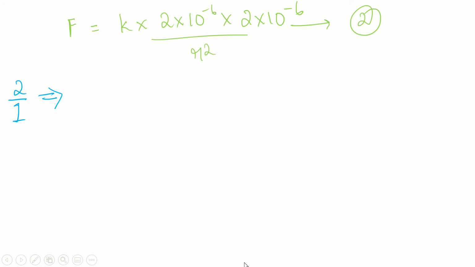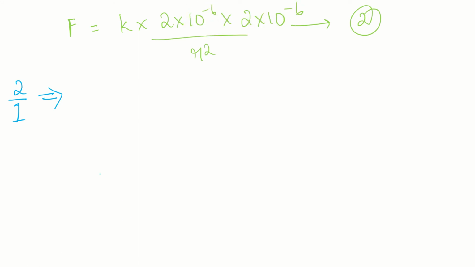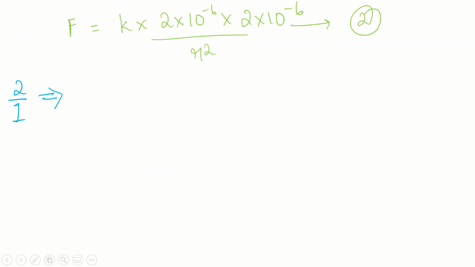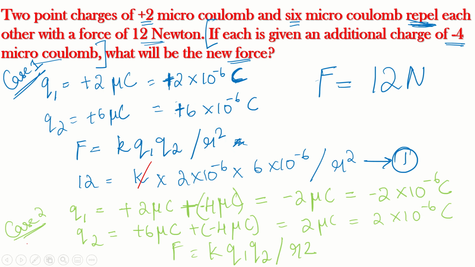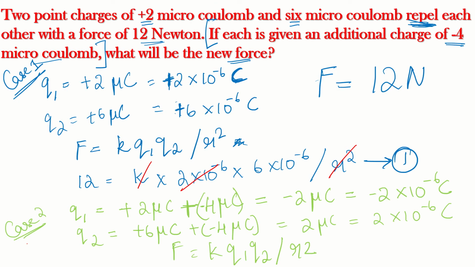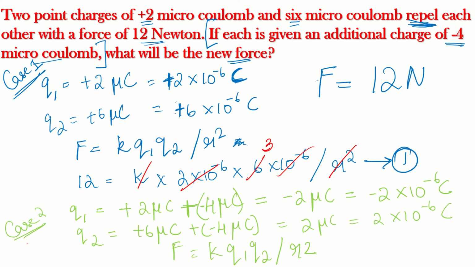Now before we divide, let us see if there is something which we can cancel out. So here K can get cancelled because it is there in both the equations. So K I've cancelled from here, and from here I cancel K. Then 2 into 10 raised to minus 6 both get cancelled. Then R square will also get cancelled. Then we have 10 raised to minus 6 and 10 raised to minus 6, that will also get cancelled. Then we have 6 and 2. So these two are divisible. So 6 divided by 2 will become 3.